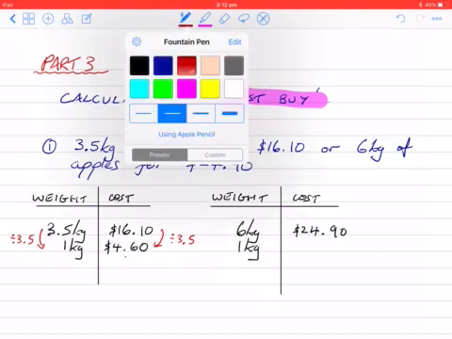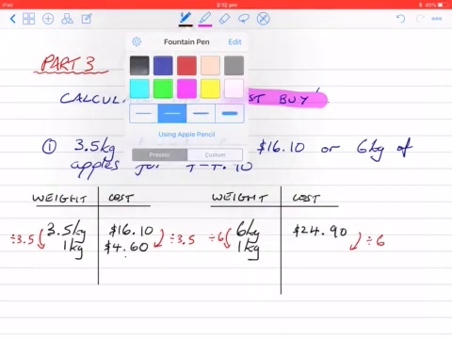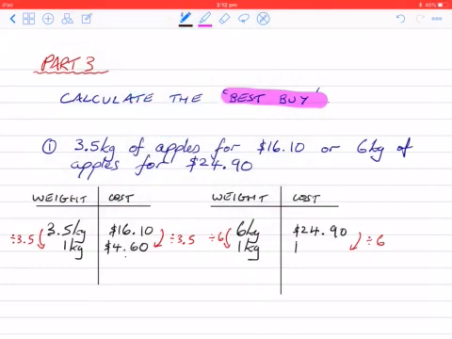Right, we'll do the same on the other side now. So here we had 6 kilograms. So to change that into 1, we divide it by 6. Do the same on here. Divide that by 6. So we got $24.90 divided by 6. And I get $4.15. So this second option is cheaper.